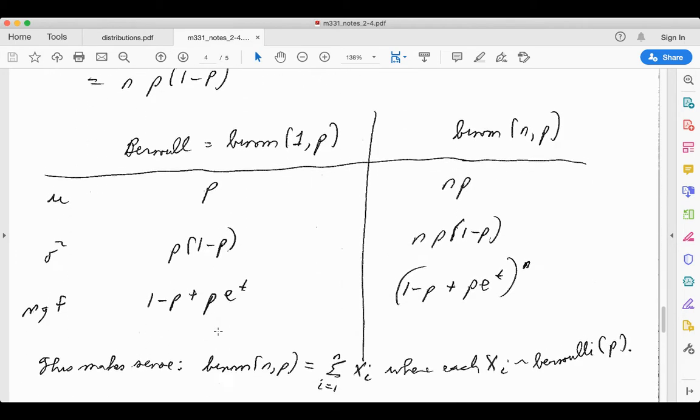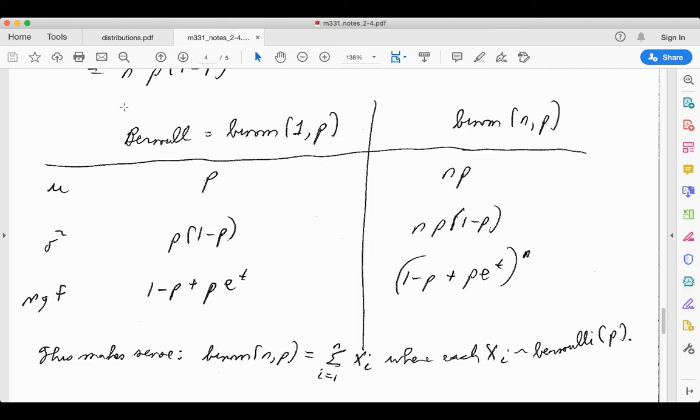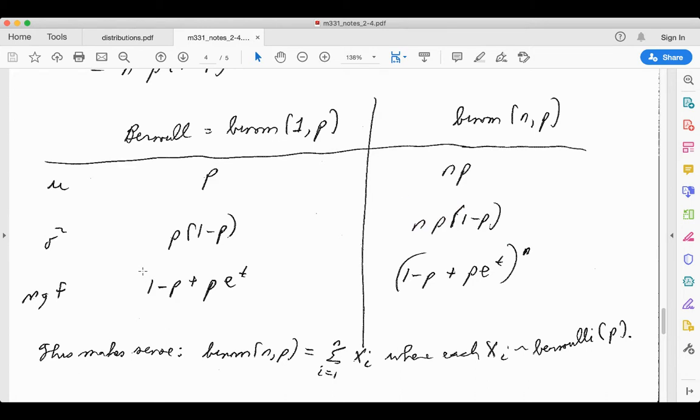Think about what happened here. If you're looking at a Bernoulli, you're really looking at a binomial random variable with one trial and chance of success p on that one trial, as opposed to a binomial that has the n independent trials. And look at the relationship between the expected values: multiply by n. Look at the relationship between the variances: multiply by n. Look at the relationship between the moment-generating functions: raised to a power of n. There's no accident about this. We'll see more deeply why it is so in a later chapter.